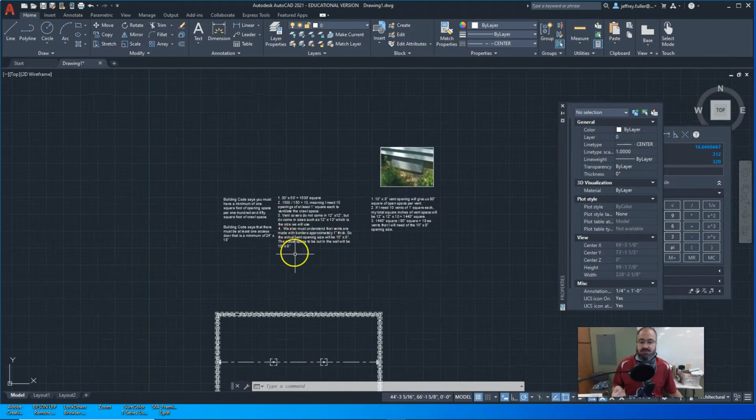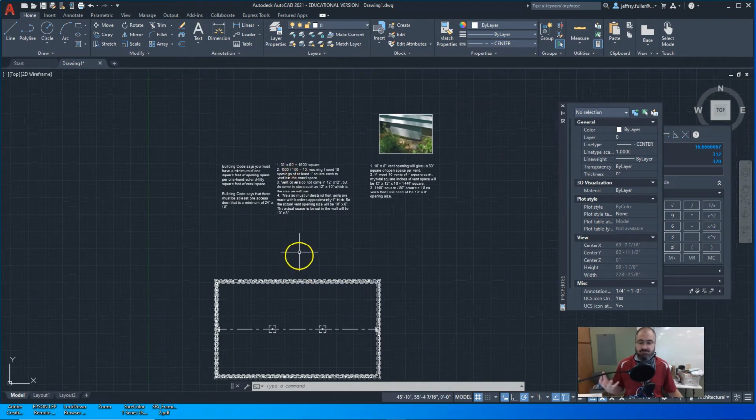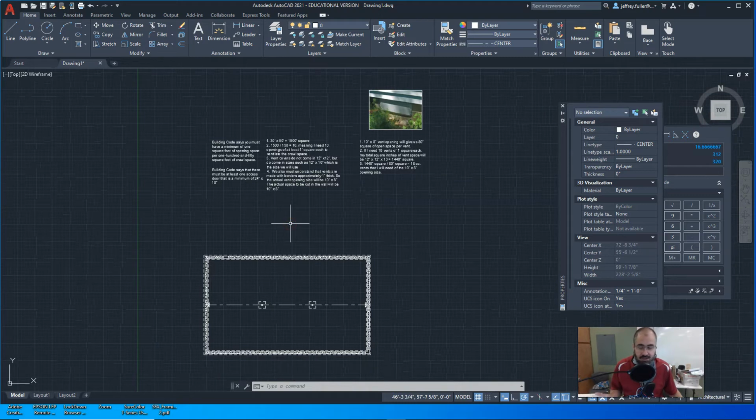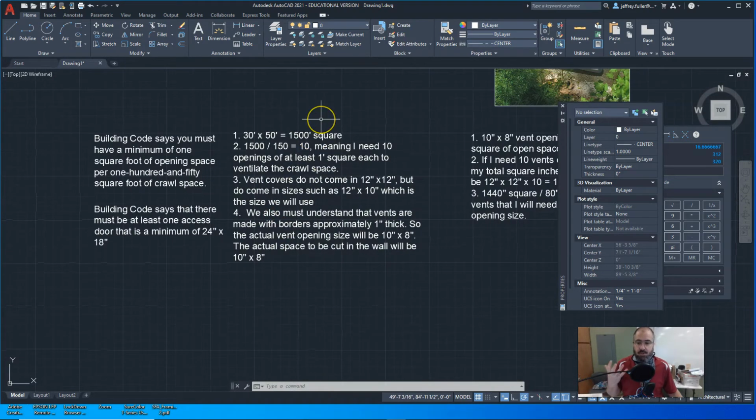Okay, now what we have to do after we draw this, I'm going to go over the figuring for the vents first so you can learn this, take notes on it, and then you can figure out your vent placement, which I'm also going to go over when I draw it as well. But the first thing we have to do is figure out how many vents we need.